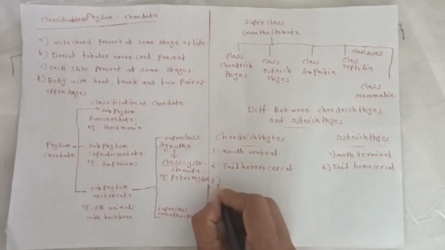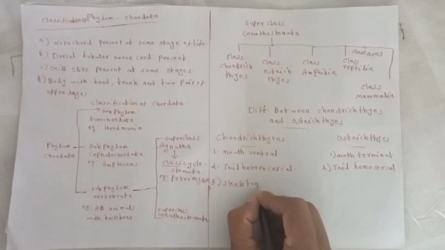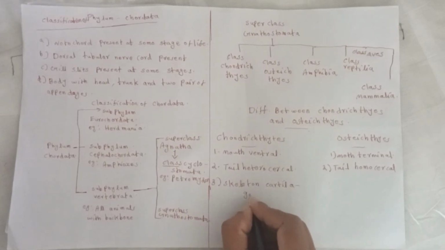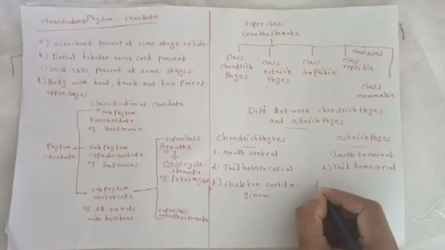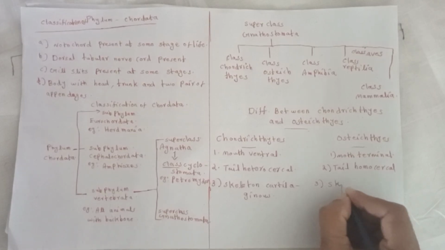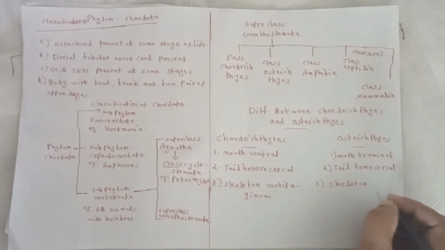Third point: in Chondrichthyes, the skeleton is cartilaginous, made up of cartilage. In bony fishes, the skeleton is made up of bones.